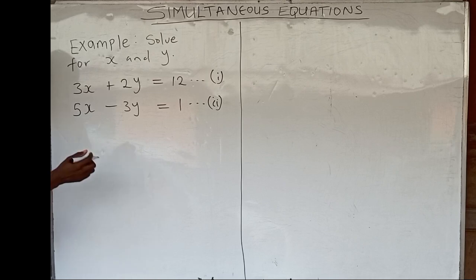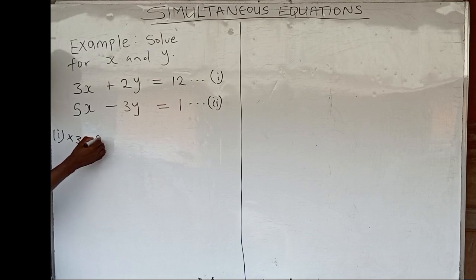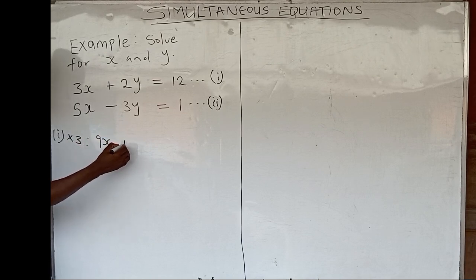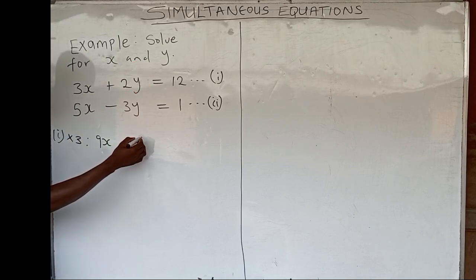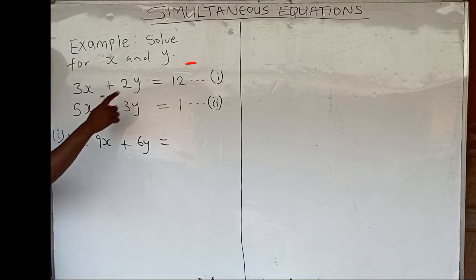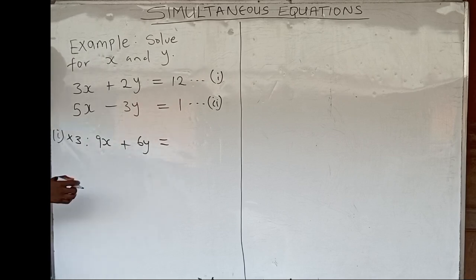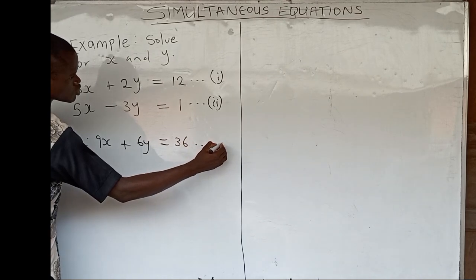Okay, so let's proceed. That becomes equation 1 times 3. 3 multiplied by 3x will give us 9x, plus 3 multiplied by 2y will give us 6y, is equal to 3 multiplied by 12, which gives us 36. So this becomes my equation 3.